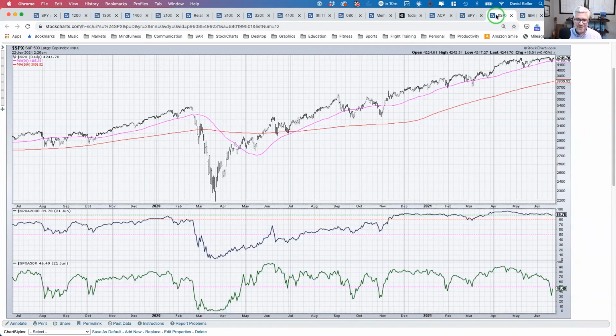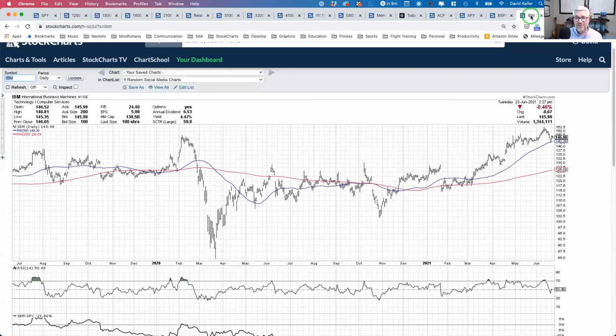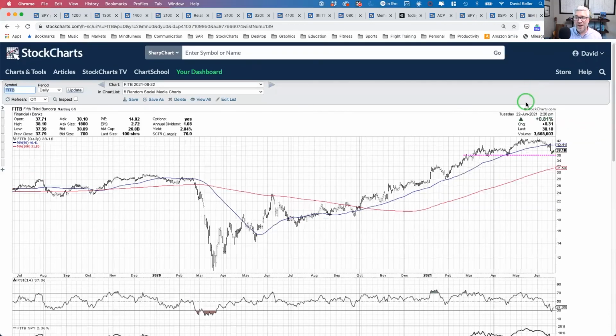So far, it looks a lot more like the price and time corrections than it does the buyable pullback sort of patterns, because we've gone pretty far, almost hit 30% of stocks above their 50-day. However, for that to actually materialize and for that bearish trend to continue, you would need to see, or you would expect to see, stocks like IBM fail at their 50-day, stocks like Fifth Third Bank remain below their 50-day, and also start to break price support.